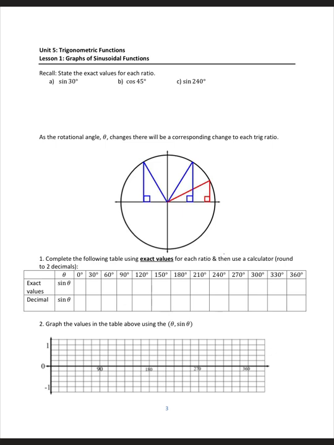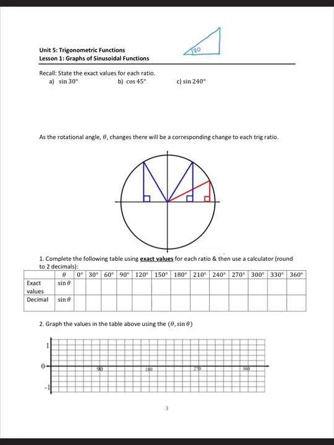It says state the exact value for the following ratios. So when they're wanting us to find the ratios and they're saying the exact value, we should be thinking that we already know these values. And these values are going to come from those special triangles we discussed in Unit 4. So we looked at two types of special triangles.